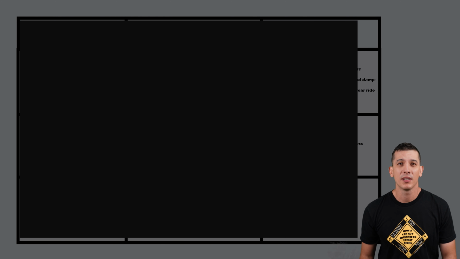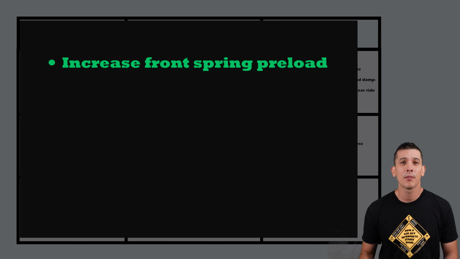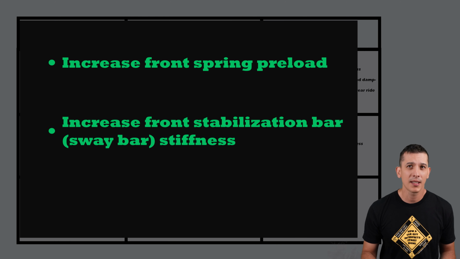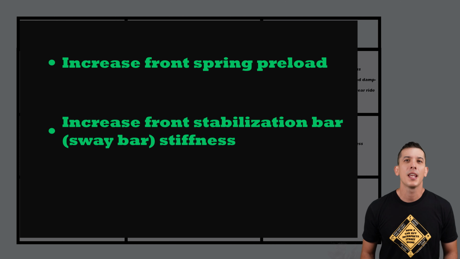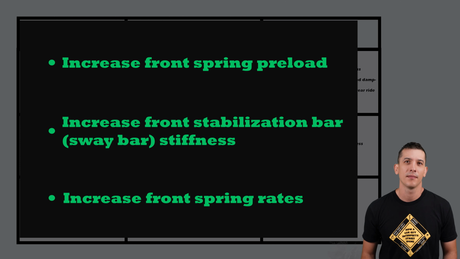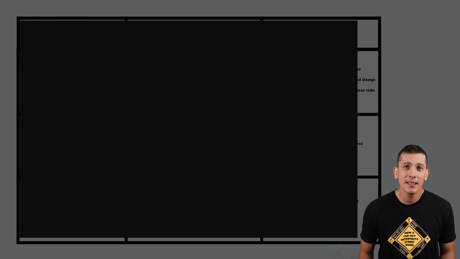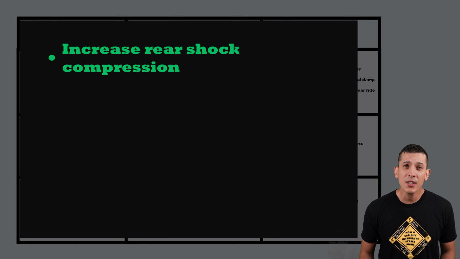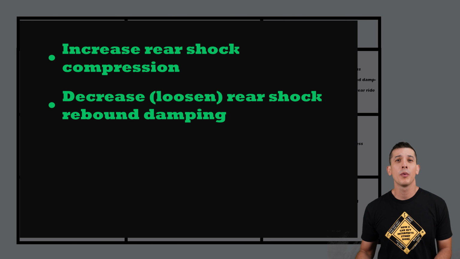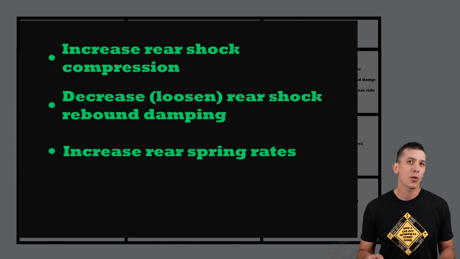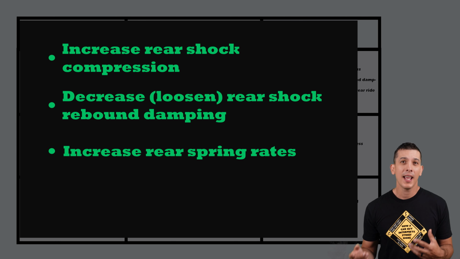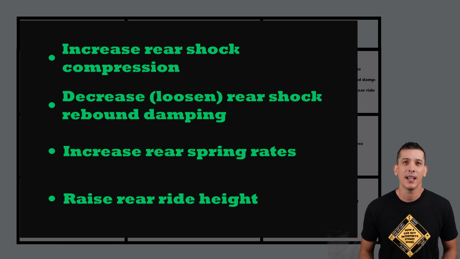Moving on to mid-corner. Increase front spring preload. Increase front stabilization bar stiffness. Increase front spring rates. And for the corner exit, increase rear shock compression. Decrease or loosen rear shock rebound. Increase rear spring rate. And raise the rear ride height.